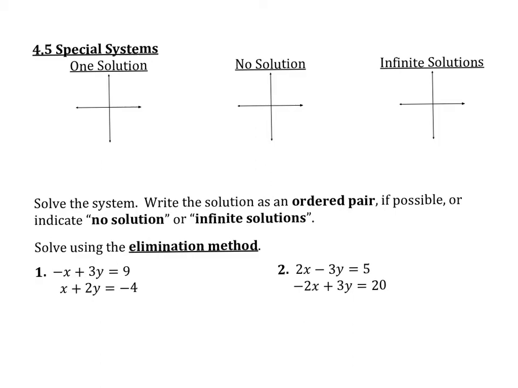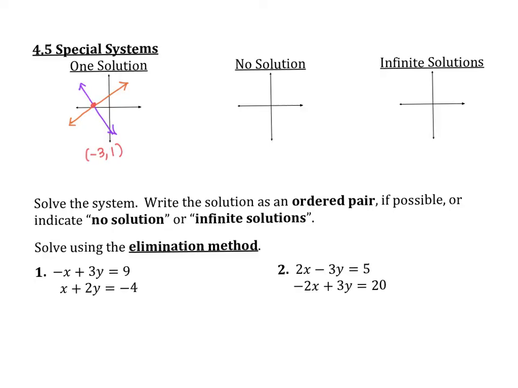Section 4.5 is going over special systems and also reviewing the methods we've learned for solving systems of equations. Some of these special systems we've already worked with before. The first type of system is one that has one solution, and that's most of the ones we've done before. Say I had a line going here and a line going here. Because they intersect at exactly one point, this has one solution. It's normally written as an ordered pair. So maybe -3, 1. I'm just making that up.